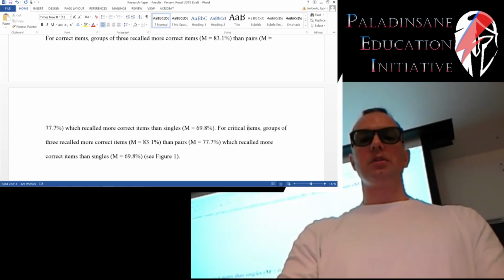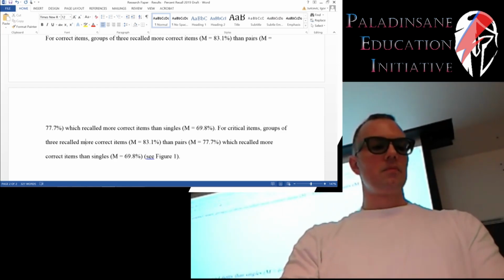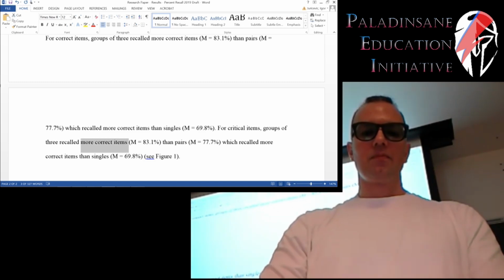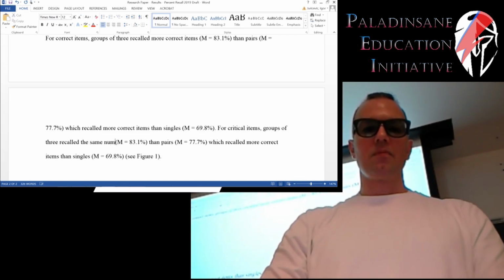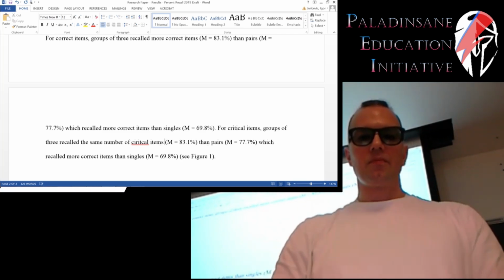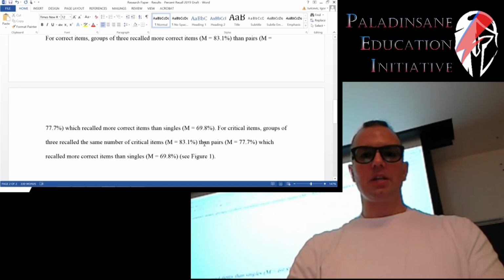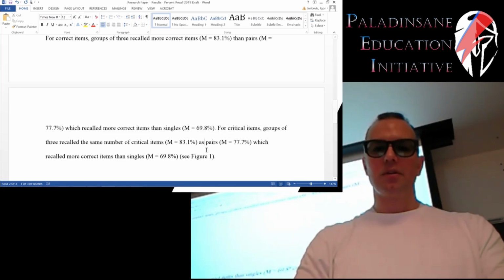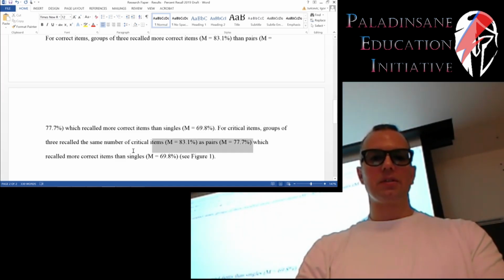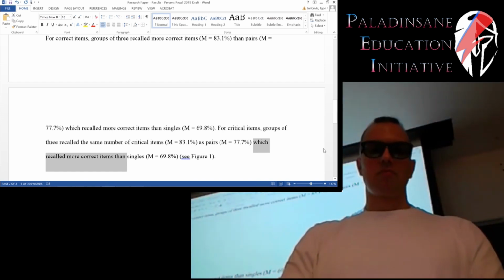For critical items, groups of three were called the same number of, and we'll have to change this to as pairs. And then what do we do for the rest of it? Which is also the same as singles.